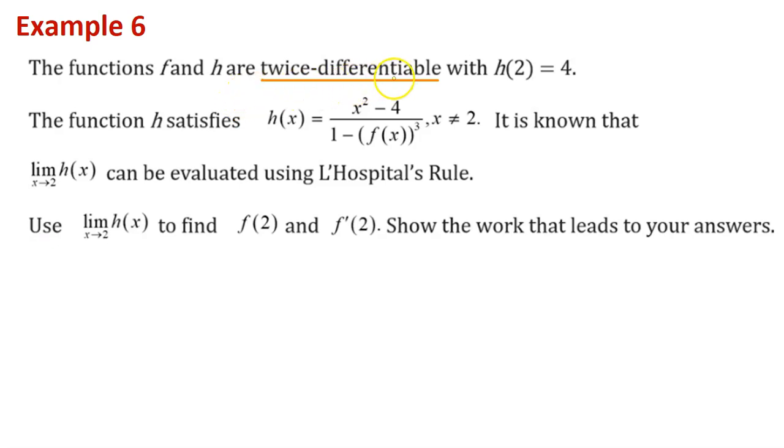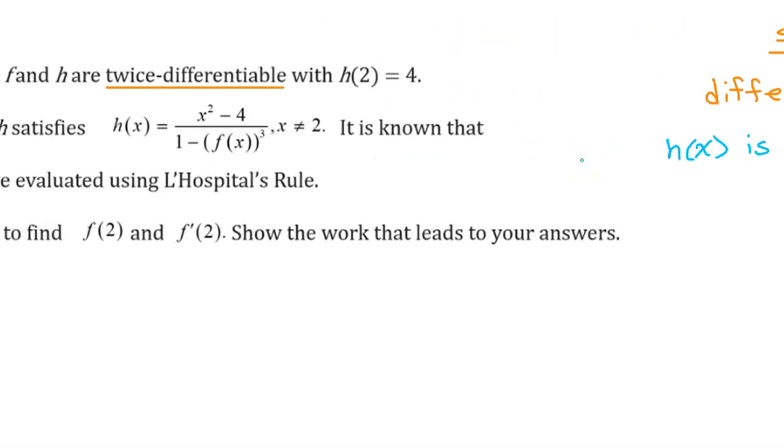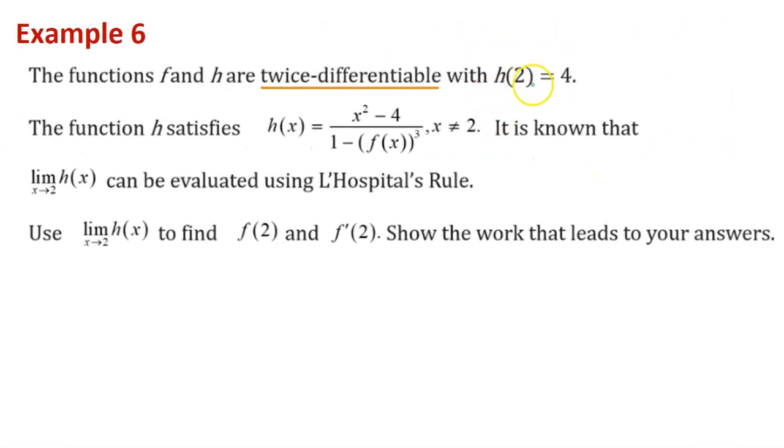First, focus on this statement right here. f and h are twice differentiable. That means that f prime and h prime exist, as do f double prime and h double prime. Quick side lesson, differentiable implies continuous. If a function is differentiable, it has to be continuous because you can only take the derivative of a continuous function. If h of x is continuous, it is specifically continuous at x equals 2. I'm mentioning that because this whole problem is about h at 2 and the limit as x approaches 2.